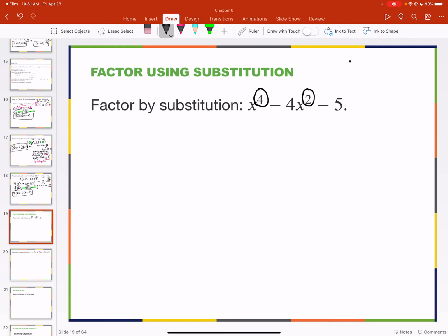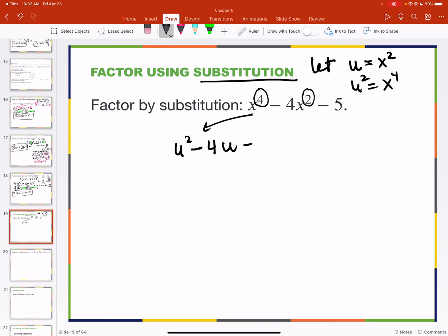Okay, so if I let u, that's what substitution is, u is equal to x squared. That means that u squared is equal to x to the power 4. So what does it mean to let something? We're introducing a variable. We're substituting it. Why are we even doing this? It's so that you can see that it's a quadratic that can be factored anyway. So if I substitute that, I'm going to get u squared minus 4u minus 5.